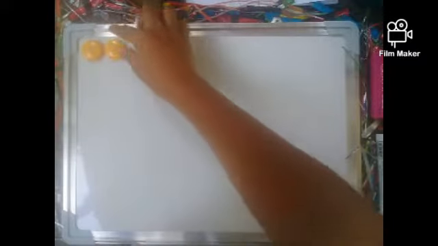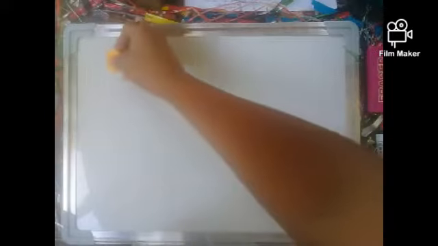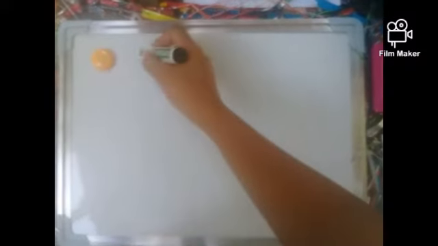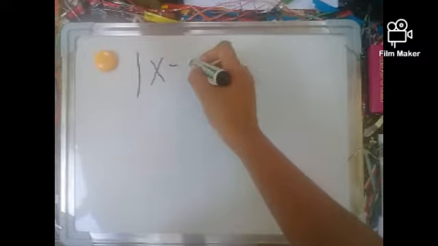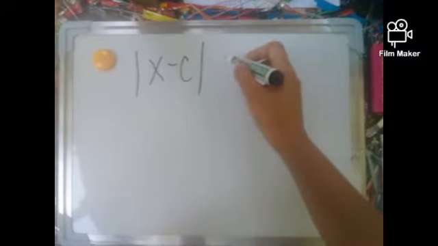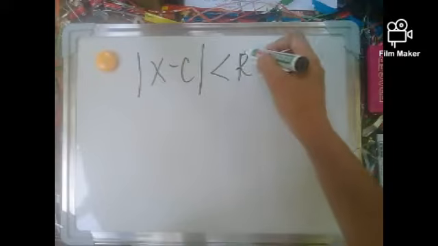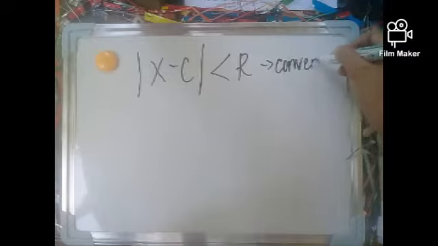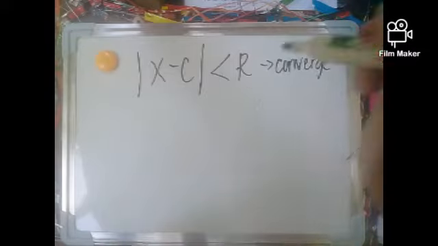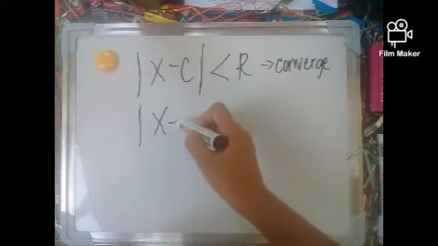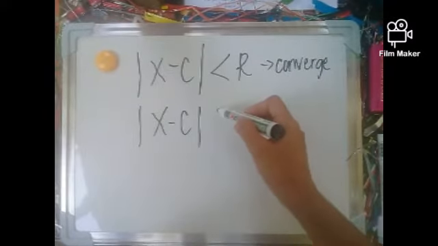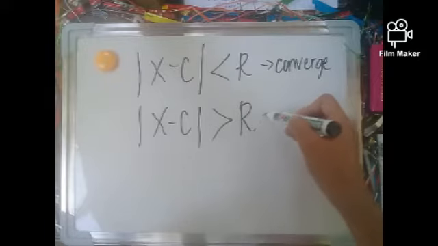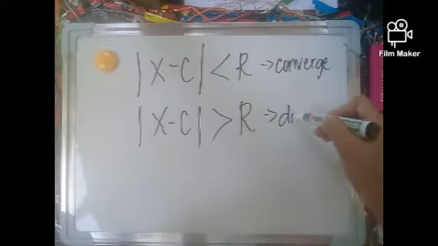To start with, I have here different examples to prove theorem number 3. Theorem number 3 says that if the absolute value of x minus c is less than r, it will converge. But if the absolute value of x minus c is greater than r, then it will diverge.